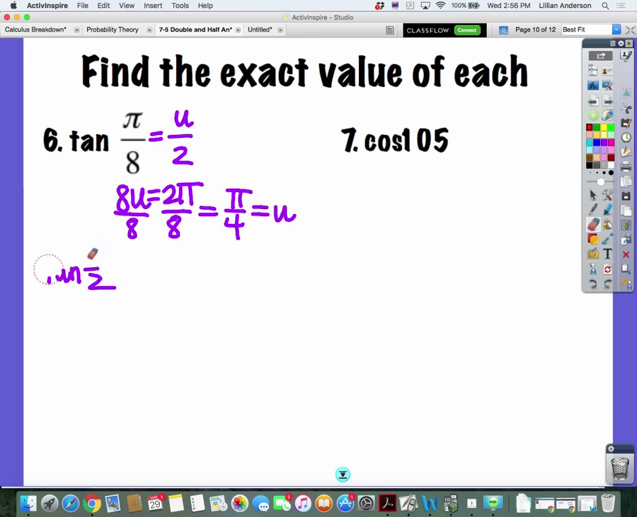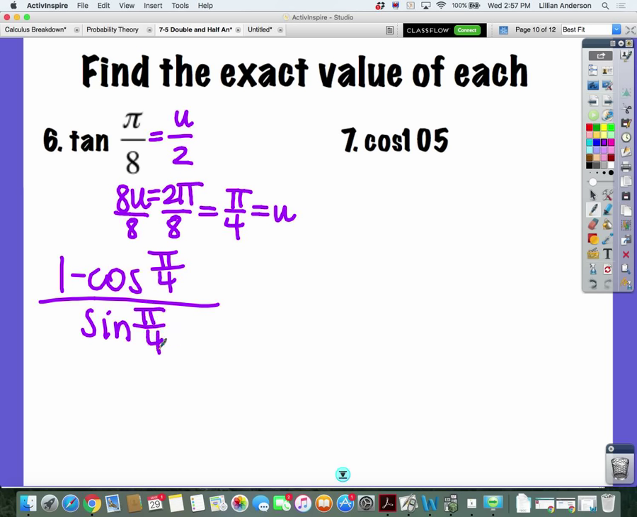Okay. So now that we know u, use the identity for the half angle. We figured out that u is pi over 4. So we're going to plug that in. Now as you circle time, what's the cosine of pi over 4? So we have a 1 minus square root 2 over 2. And the sine of pi over 4 is square root 2 over 2.